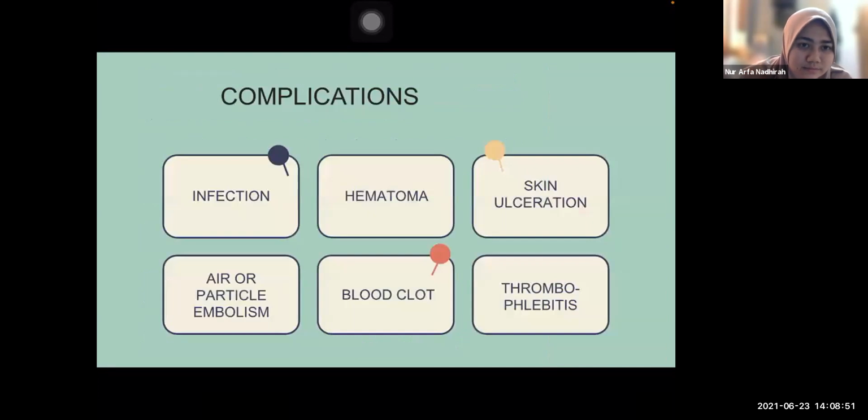Okay, next. These are among the complications of peripheral venous cannulation, which include infection at the site of cannulation, hematoma, skin ulceration, air or particle embolism, blood clot, and also thrombophlebitis.